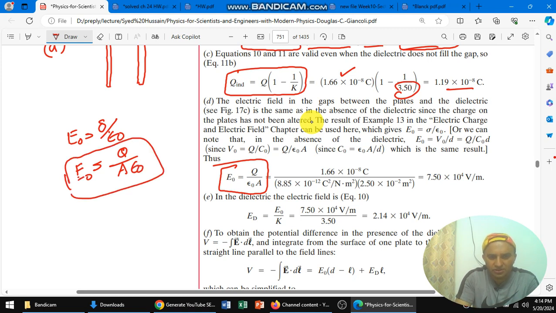So Q is 1.6 to the power minus 8, and epsilon naught is 8.85 to the power minus 12, and the area is 2.5 to the power minus 2.